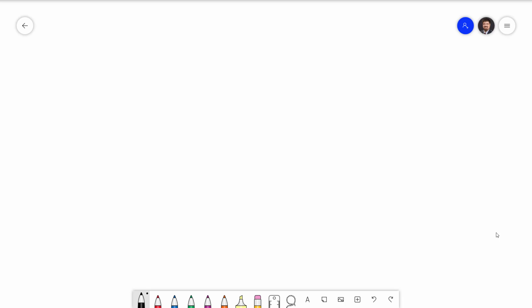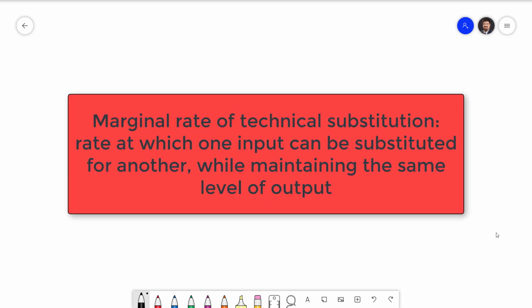Moving along an isoquant shows the substitutability of labor and capital. The marginal rate of technical substitution is the rate at which a producer can substitute between two inputs and maintain the same level of output. Remember that we have two inputs, labor and capital.